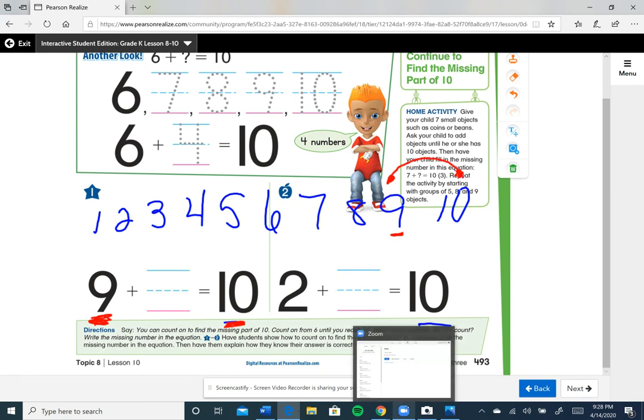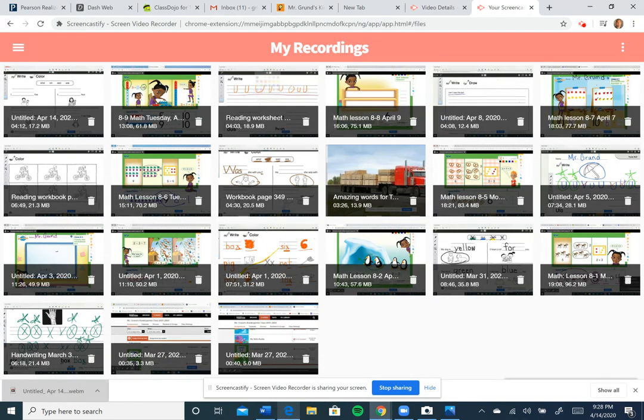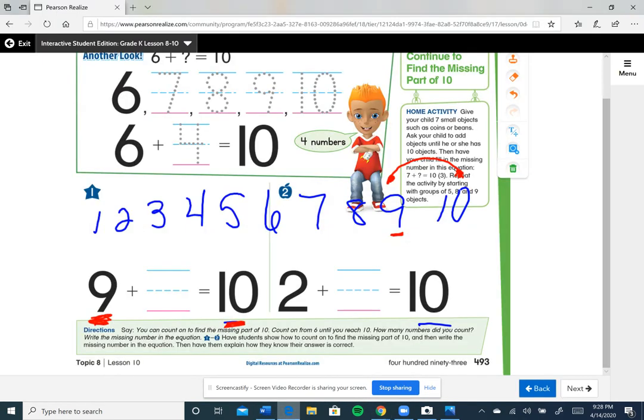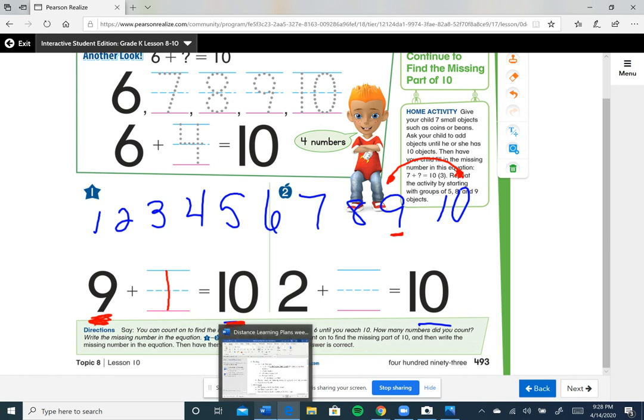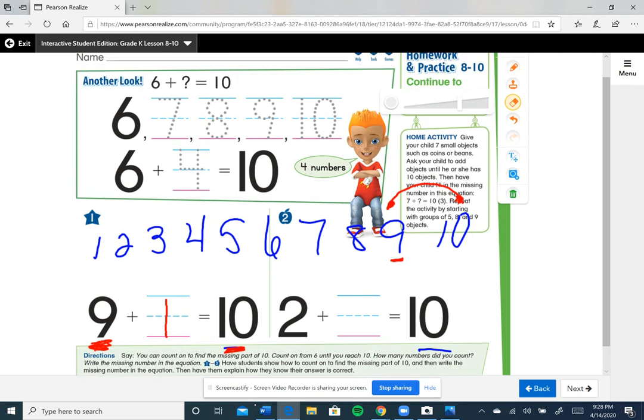All right, are we ready? How many jumps did I make? 1. Is 9 plus 1 equal to 10? It does equal 10. All right, now we're over here. Whoops. We're going to erase that.